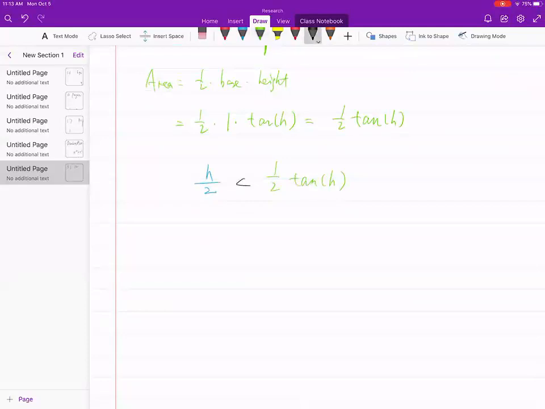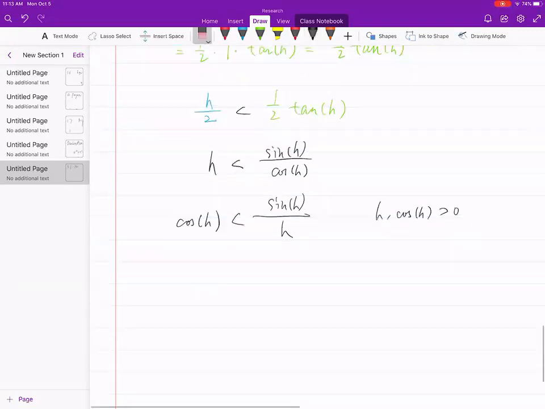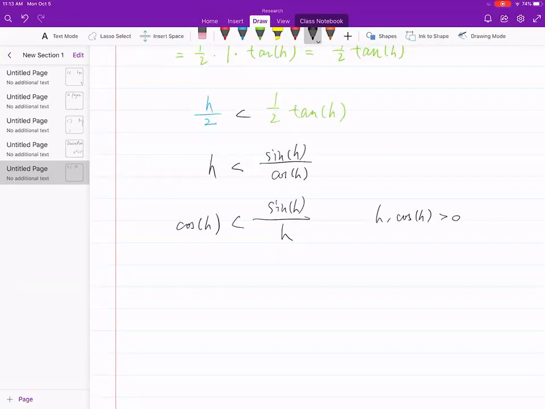Okay, now let's do the algebra. That means h is less than tangent h. Tangent h, I'm going to write as sine h over cosine h. Now, remember, we want sine h divided by h. Then I can just divide by h on this side, and then multiply by cosine h on the other side. Actually, let's not do it. Let's just keep the order to be right. Noticing that h and cosine h are both positive, you don't have to change the sign. Sounds good?